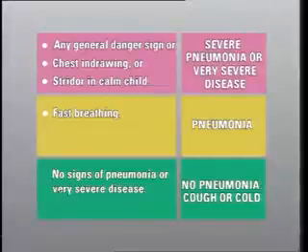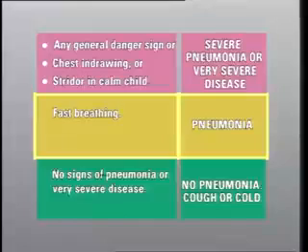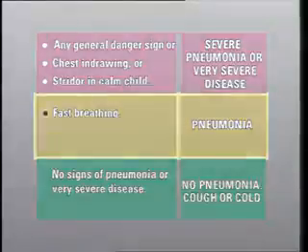First, look at the signs listed in the pink row. Jenny does not have signs of severe pneumonia or very severe disease. So we look at the next row down. Her sign of fast breathing puts her in the yellow row. Therefore, we classified Jenny as having pneumonia. We moved on to assess her diarrhea.